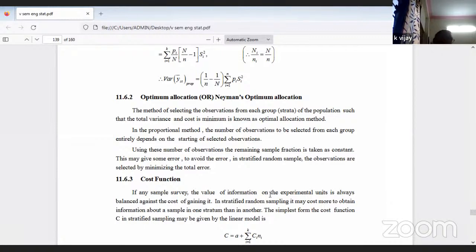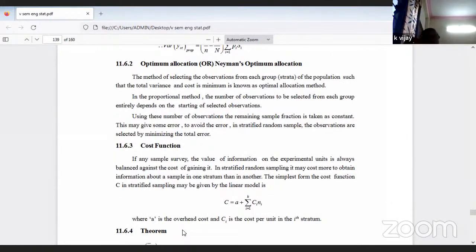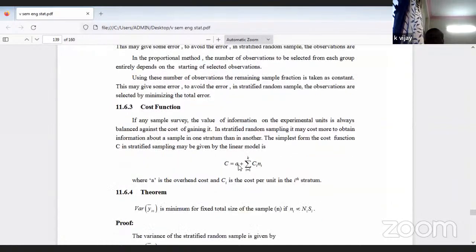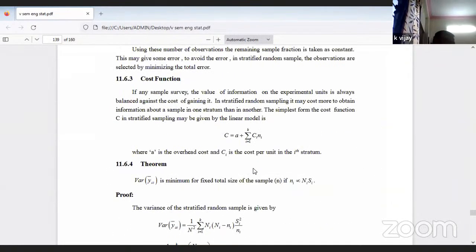So what is the cost function we have to take here? In any sample survey, the value of the information on the experimental units is always balanced against the cost of gaining it. In stratified random sampling, it may cost more to obtain information about sampling in one of the strata than in another. The cost function C for a stratified sample may be given in the linear model: C is equal to a plus summation of i is equal to 1 to k c_i n_i, where a is the overhead cost, c_i is the cost per unit, and i-th is called the stratum.